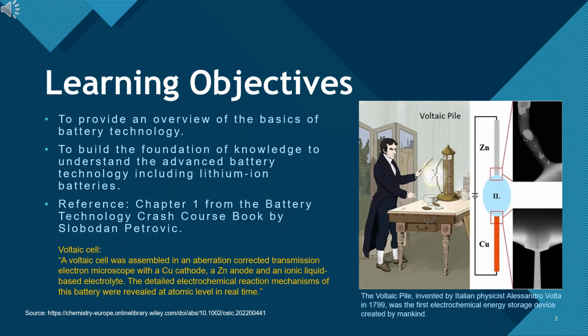To start, we look back at history. The voltaic pile, created by Alessandro Volta in 1799, was the first electrochemical energy storage device. Imagine the significance. For the first time in human history, we could store and use electrical energy in a controlled way. That moment set the stage for everything from flashlights to electric vehicles today.